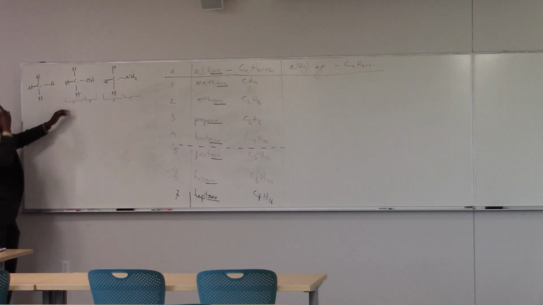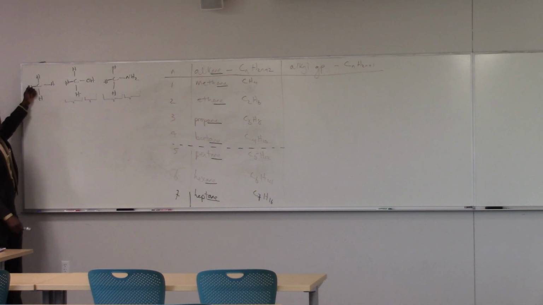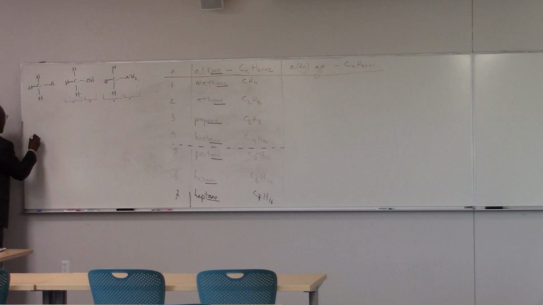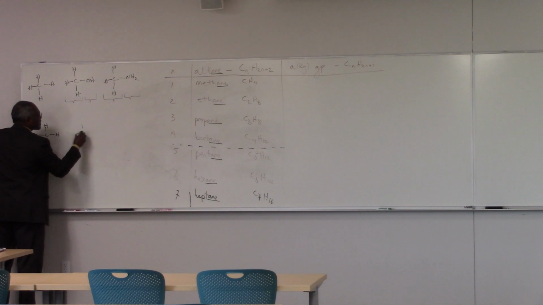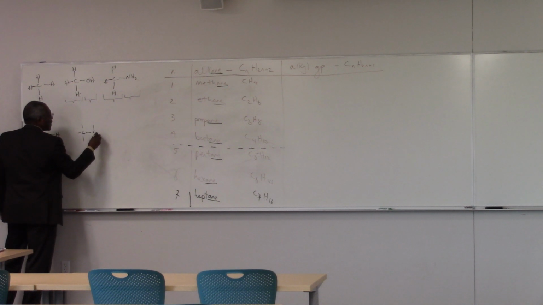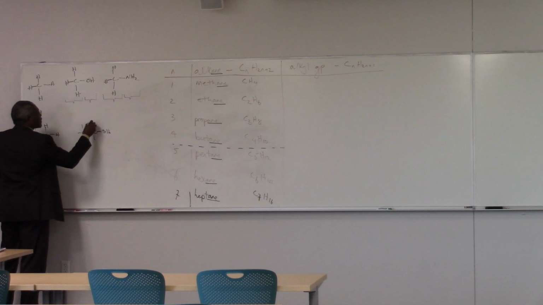So the way we name the alkyl group is from the prefix, from the alkane. So if I have this compound, this is ethane, but maybe that's going to give rise to, let's say, this compound.